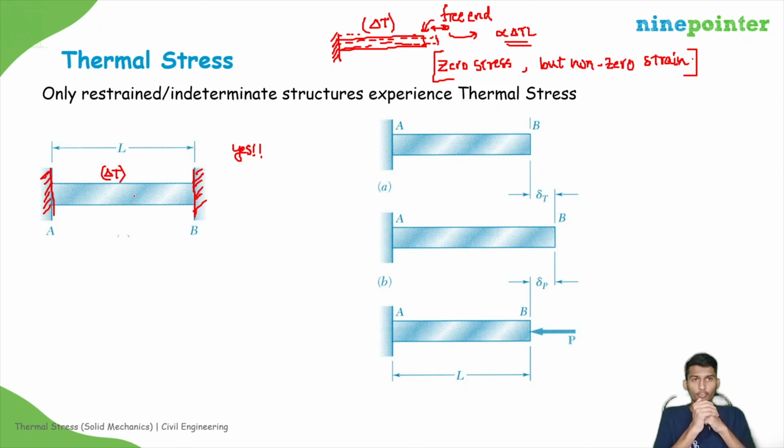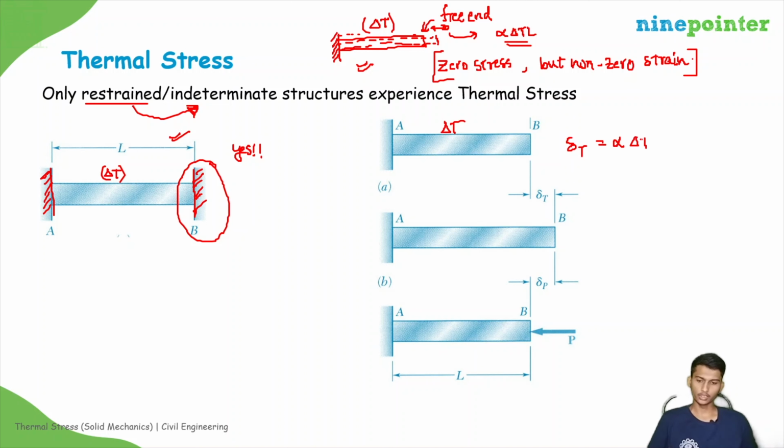So in the case of thermal stresses, thermal stress will be developed only in case of restraint. Means if it is constrained not to expand, then thermal stress will develop. Restraint generally happens in the case of indeterminate structures, right? See, this is a determinate structure, this is an indeterminate structure. Suppose this fixed support is not there, then if you increase the temperature by delta T, the elongation delta T will be alpha into delta T into L, right? But there is a fixed support because of which a reactive force will develop.